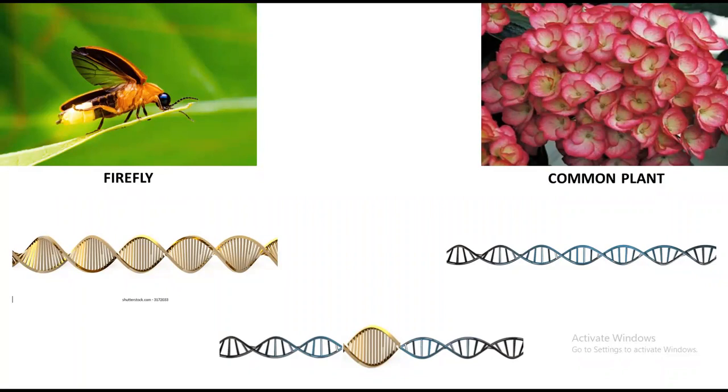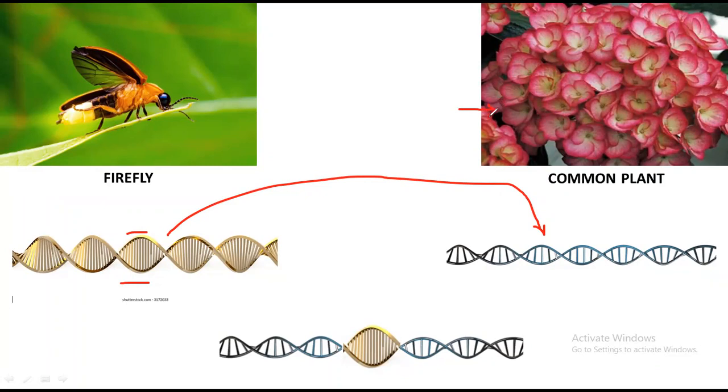If I tell you again, this is the DNA of the firefly, and we take the gene of interest through different techniques, and we insert this gene into the DNA of the common plant. When this DNA is altered by inserting the gene of interest, this DNA will start transcribing that protein, and it will start producing light. So we have also made the plant give light to us.